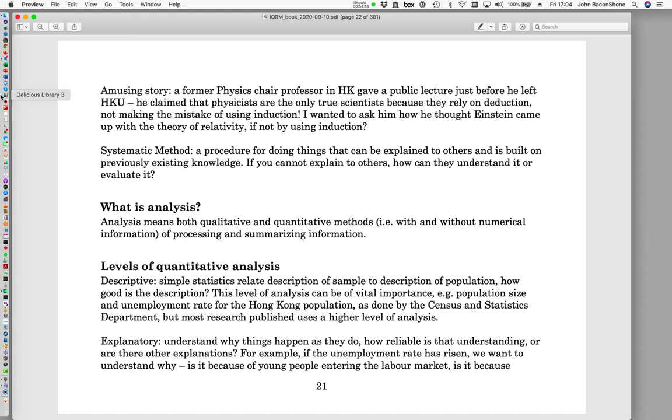Because one of the things he said in his lecture was, physicists are the only true scientists because they rely entirely on deduction. Okay, so that's a rather strange thing to say, because he said they don't make the mistake of using induction. Now, in fact, why is this particularly amusing? It's particularly amusing if you think about the example of Einstein.